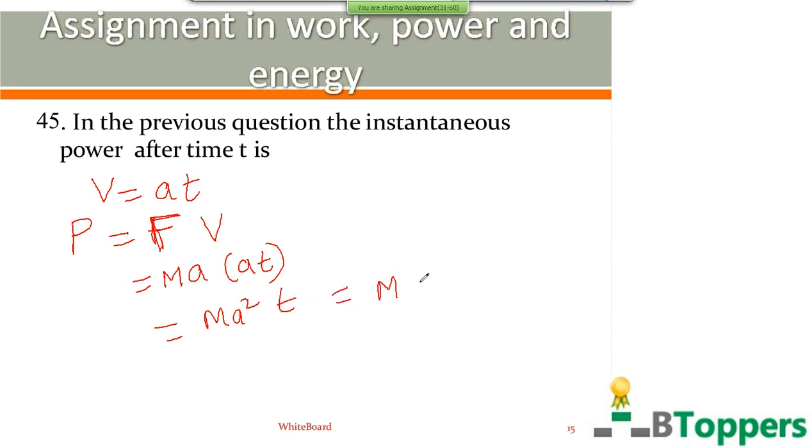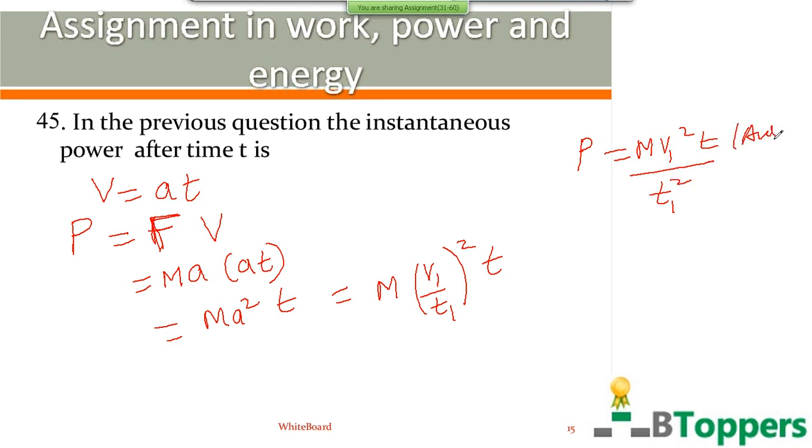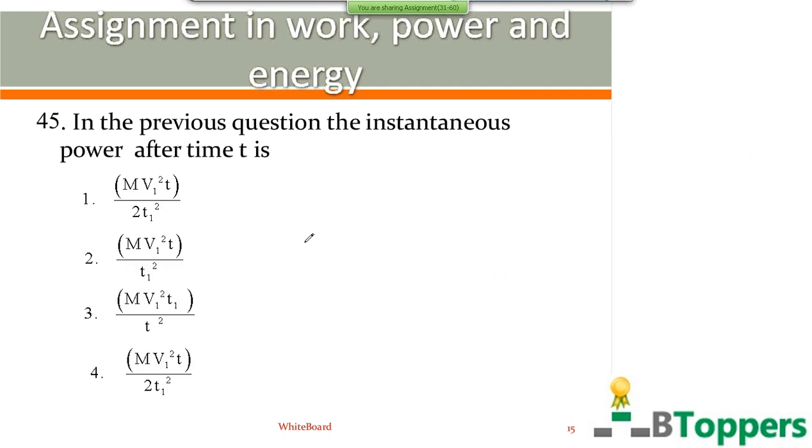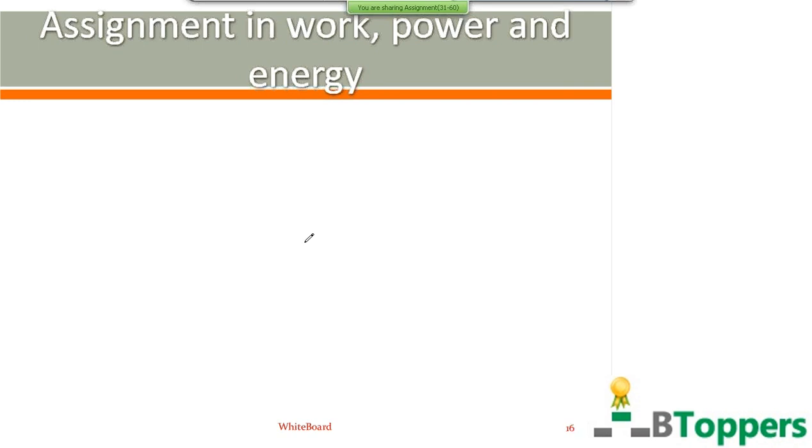You can write a equal to v1 by t1. So instantaneous power after time t, you can write m v1 square t by t1 square. That's the answer. So for question number 45, second option is the answer.